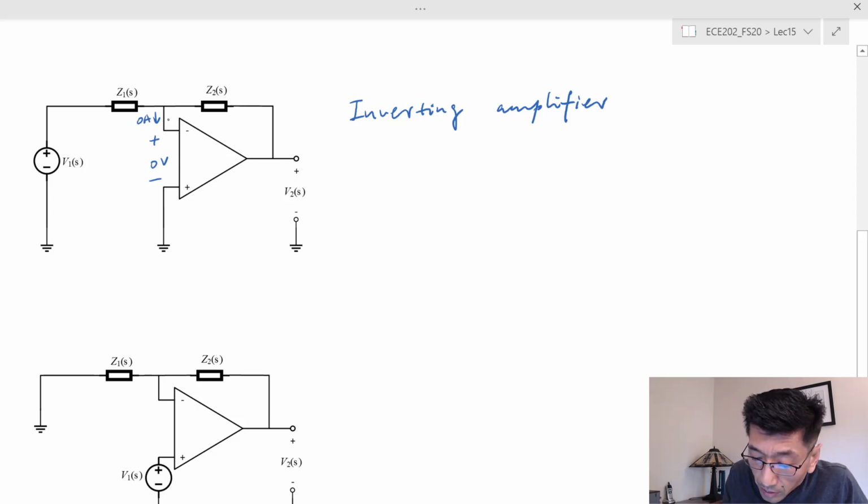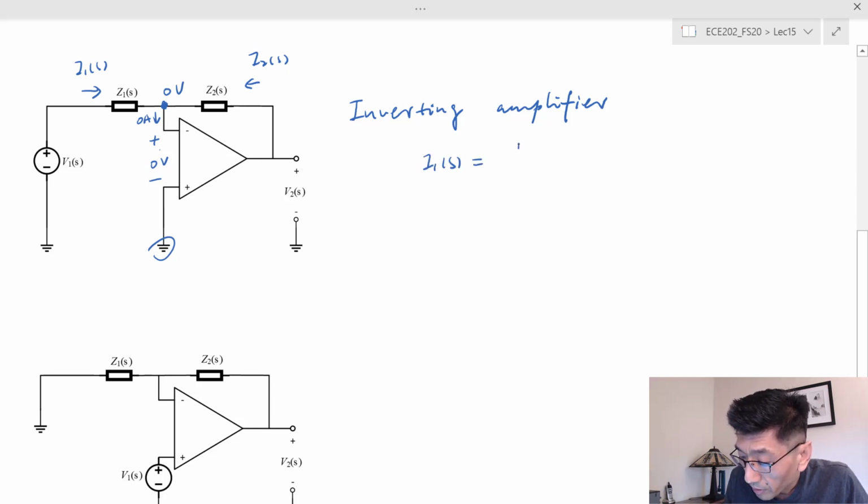we can see the voltage here is therefore 0, because this is the reference node. Because the voltage across the terminals is 0, the voltage at this node here is 0 volts. So the current I1s is going to be equal to V1s over Z sub 1s, and I2s is equal to V sub 2s over Z sub 2s.